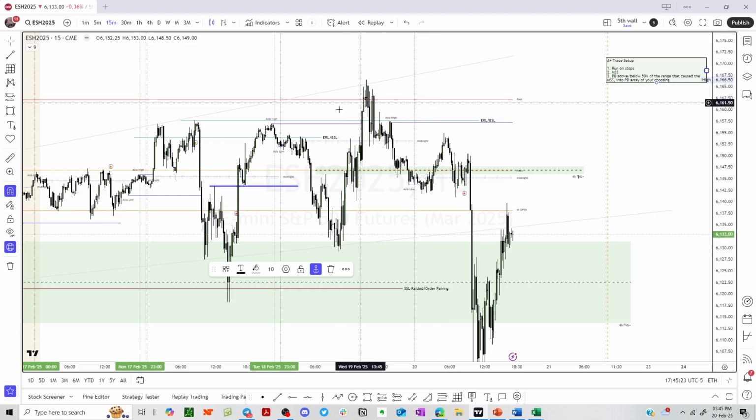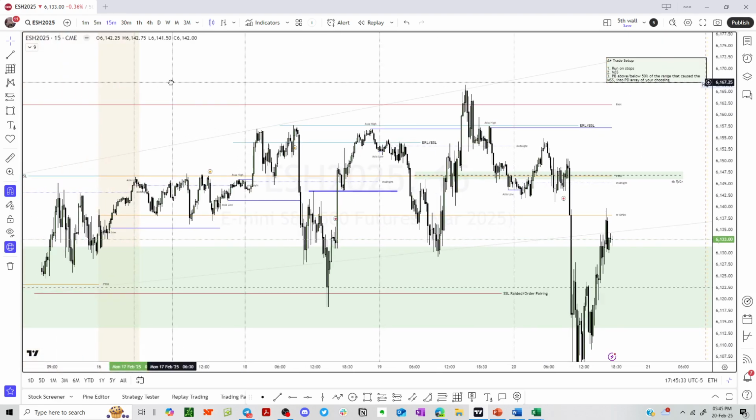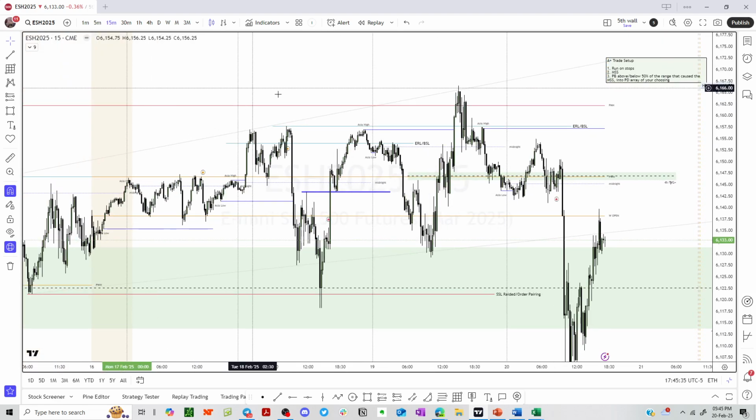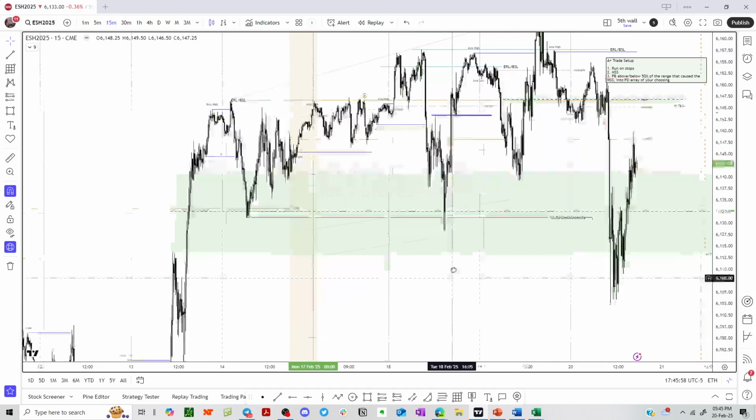On top of that, we are also inside of the Tuesday's range as well. We're back inside, so we're inside Wednesday's range, and we're also low key inside of Tuesday's range.